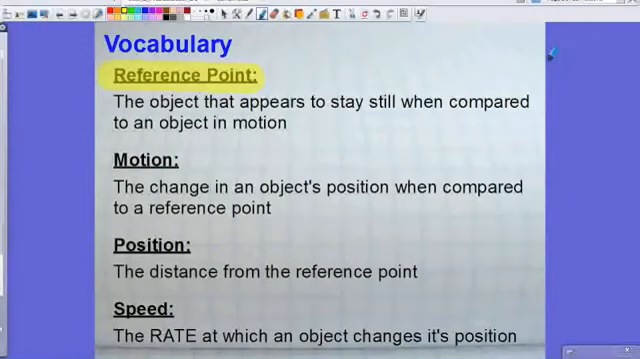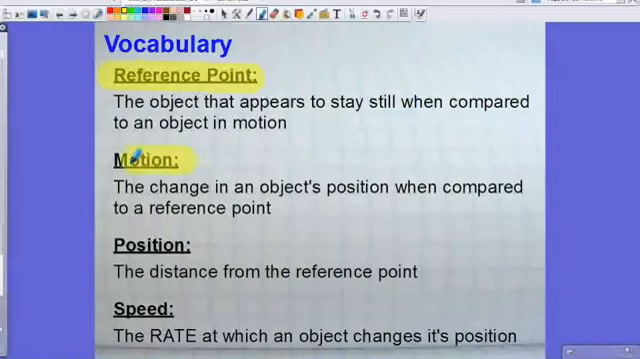How do you know that it's the car that is actually moving? Well, it's because you're probably looking at the building behind it, and you see that the building is not moving, but you see the car moving in front of it. So that's how you know, and that's what we call the reference point. It's the object that's not moving.